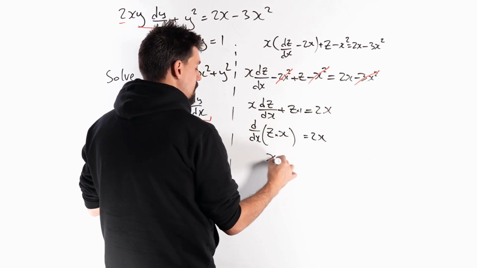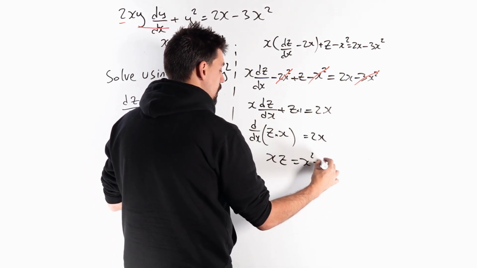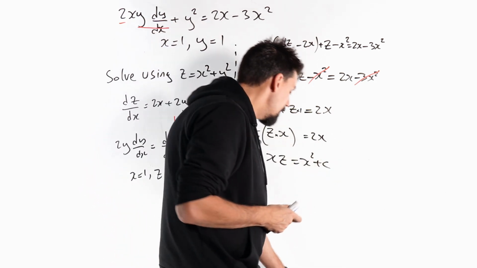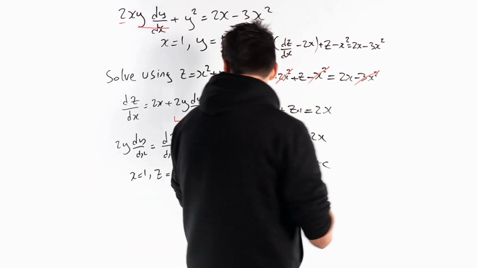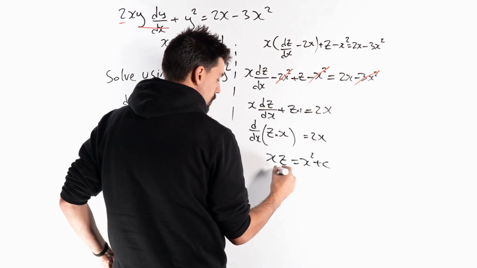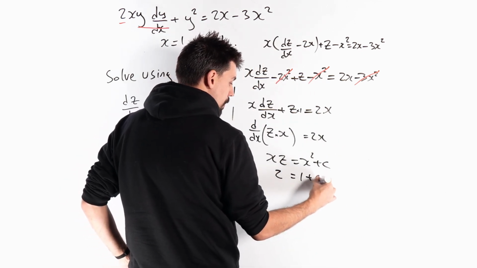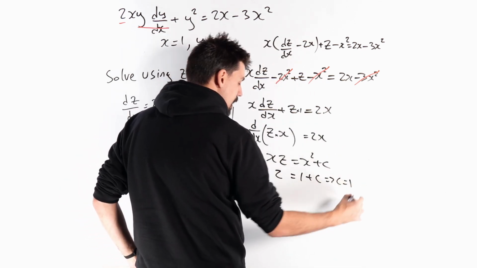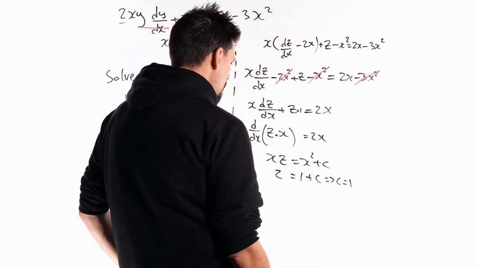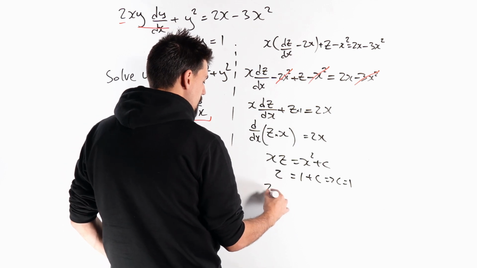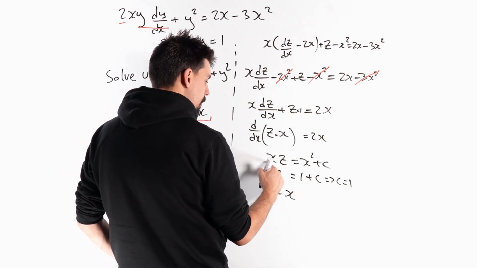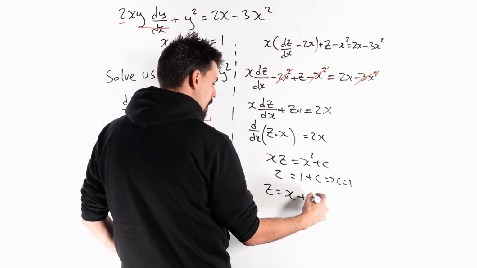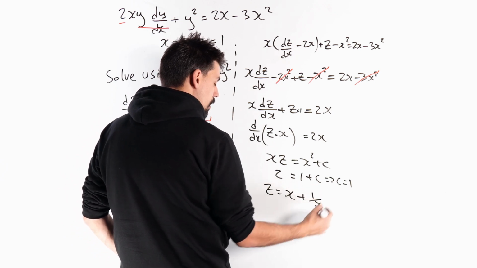So let's integrate. xz is x squared plus a constant. Now, I like to find the constant as soon as I can. So when x is 1, z is 2. So 2 is 1 plus c. That's going to tell me c is 1. So let's plug all of that in. z becomes, divide everything by x, x plus c over x.